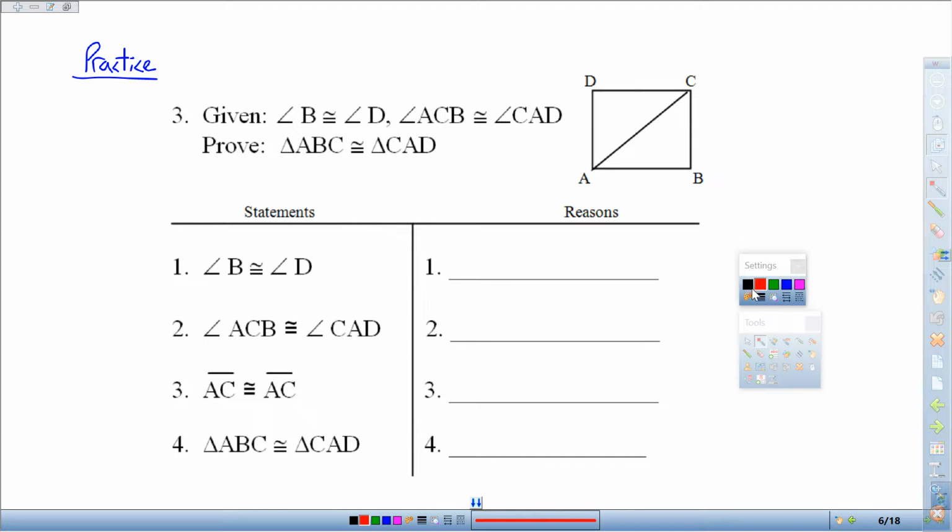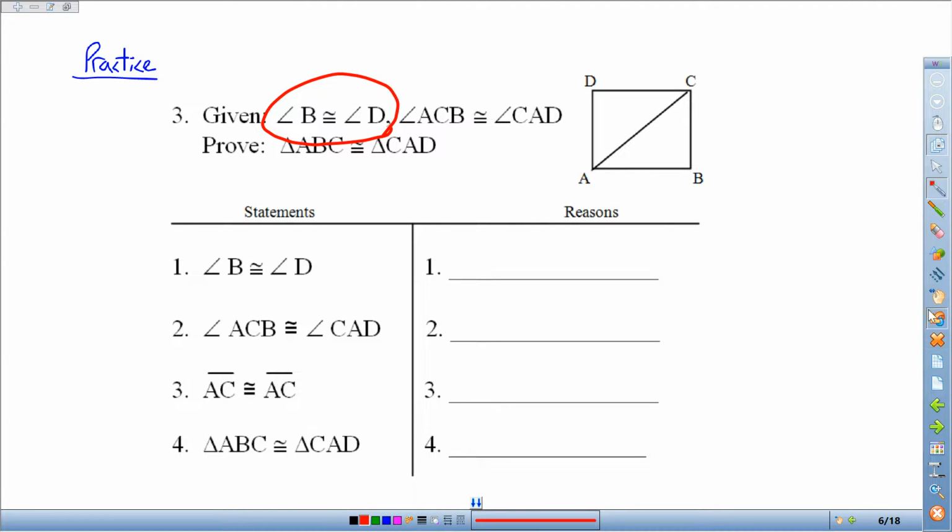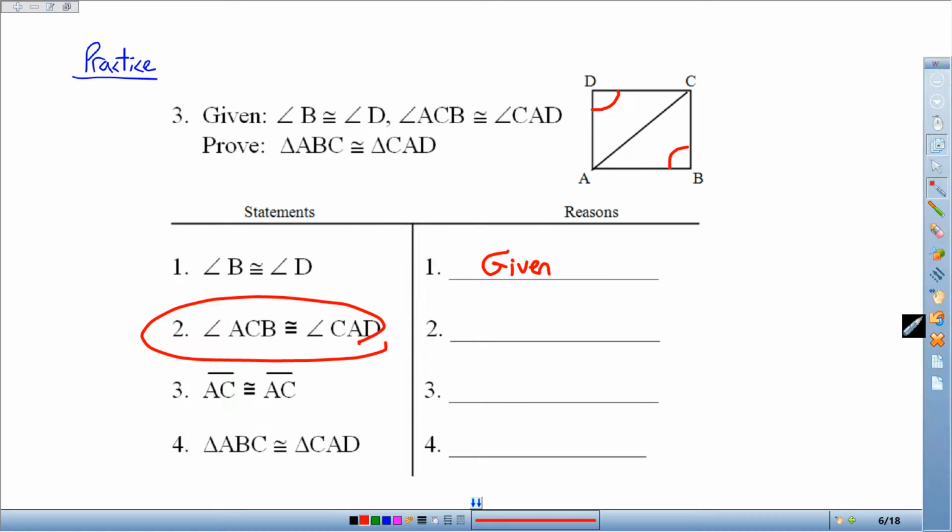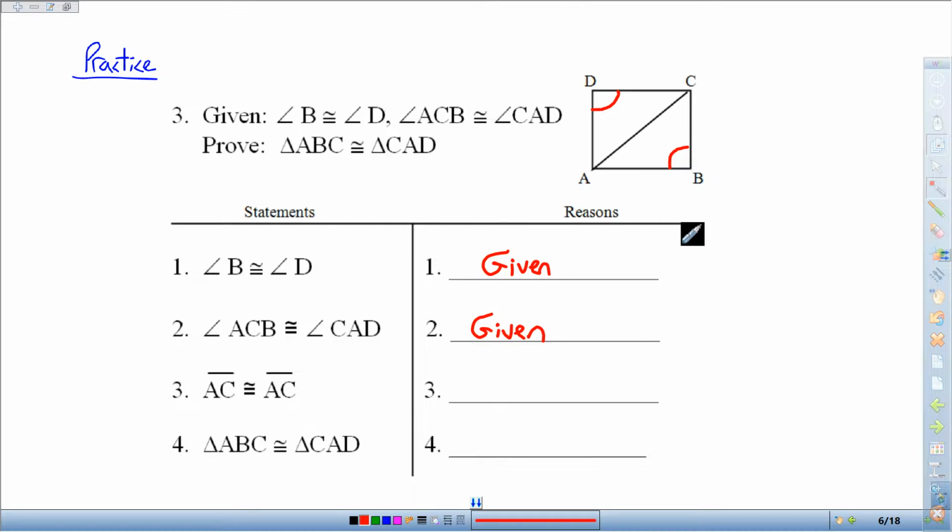I'm going to do this kind of quick. First thing, angle D is congruent to angle B. That's our first statement. The reason we know that is it's been given. Let's show that on this: angle B is congruent to angle D. Next, angle ACB is congruent to angle CAD. There's our next statement. Why do we know that? It's been given. Let's show that on our triangles.